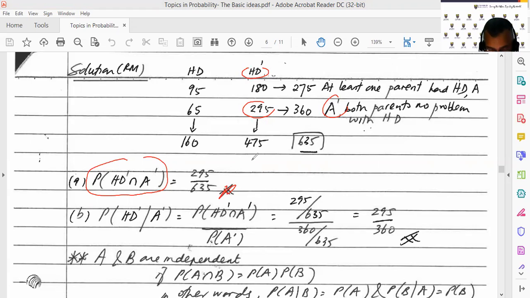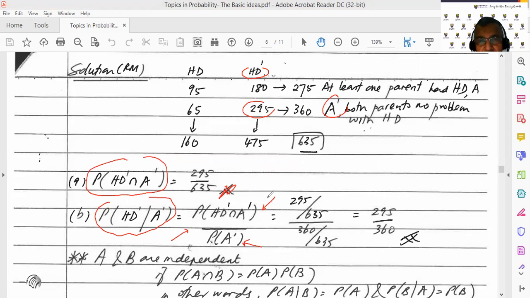The second part is a conditional probability. Determine the probability that a man randomly selected from this group died of causes not related to heart disease, given that neither of his parents suffered from heart disease. So we're looking for this conditional probability. Given A prime, what is the probability of HD prime? So you write this formula here, like we know. Remember X and Y over Y. Same thing here. Just follow along.